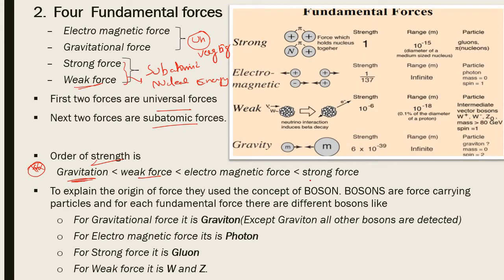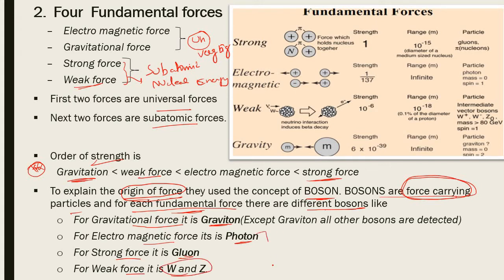The strongest force of all is the strong force. To explain the origin of force, they use the concept of bosons, and bosons are force carrying particles, which we discussed in the last slide. For each fundamental force there are different bosons. This we also discussed. Like gravitational force, the boson associated was graviton. For electromagnetic force it is photon. For strong force it is gluon. For weak force it is W and Z.